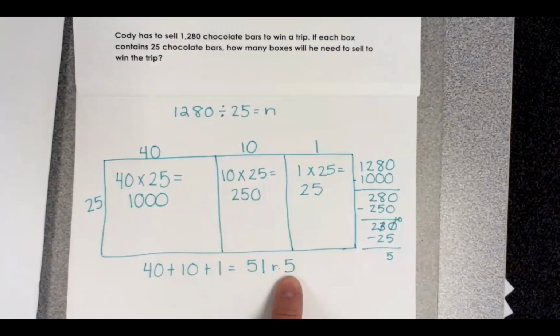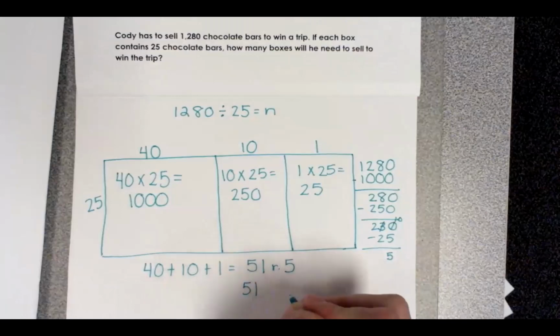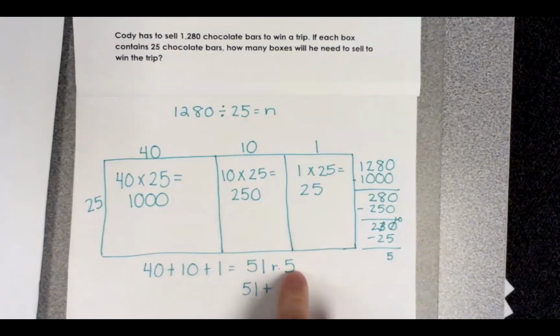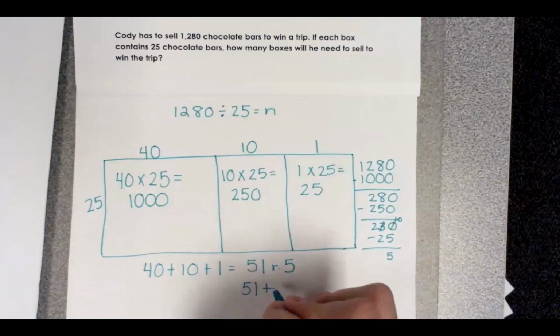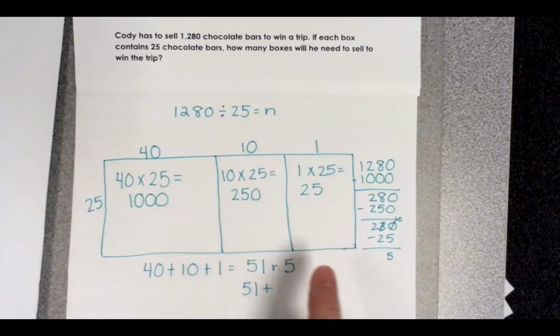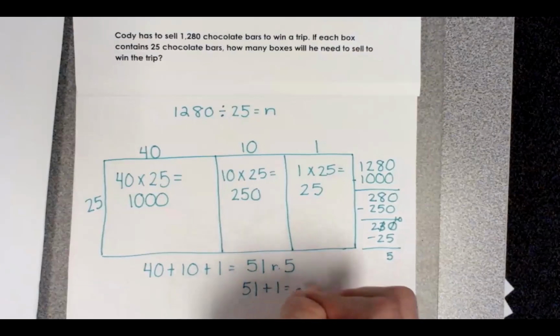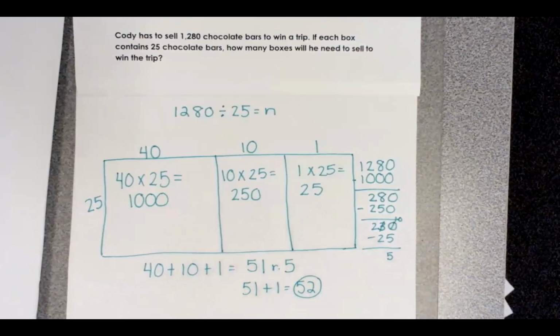So this is where we're helping kids understand the remainder. I'm going to sell those 51 boxes, but I'm going to need one more that's going to have these 5 in it. Now, granted, we know that extra box is going to have 25, but he needs to sell at least 5 of those in that extra box. So he needs to sell a total of 52 boxes in order to win the trip.